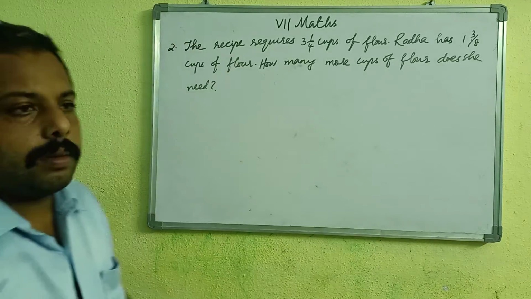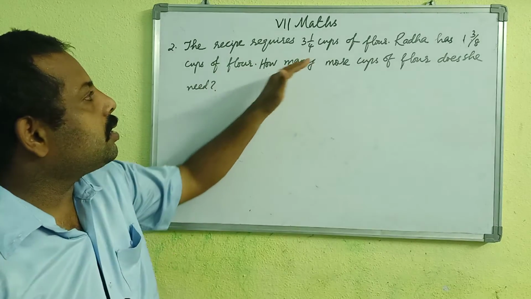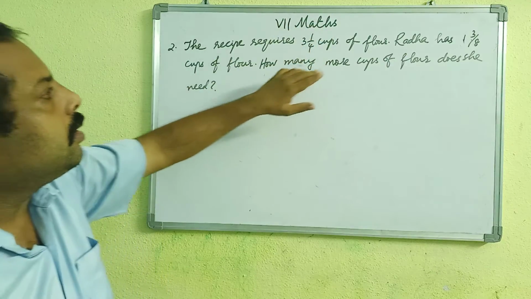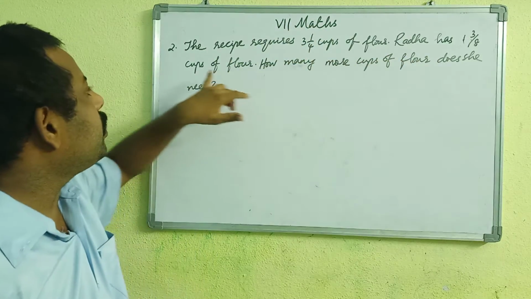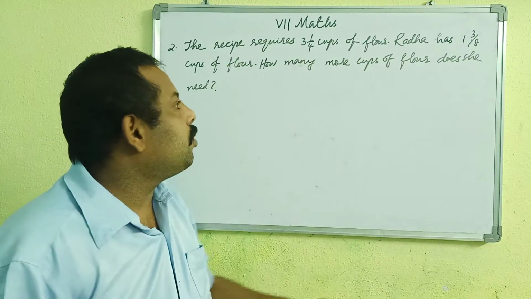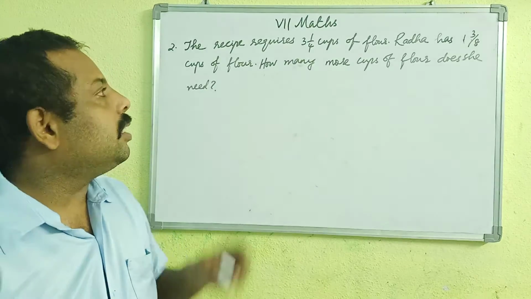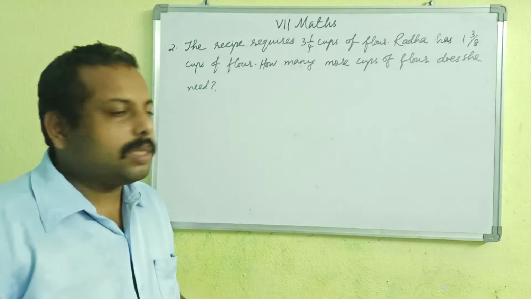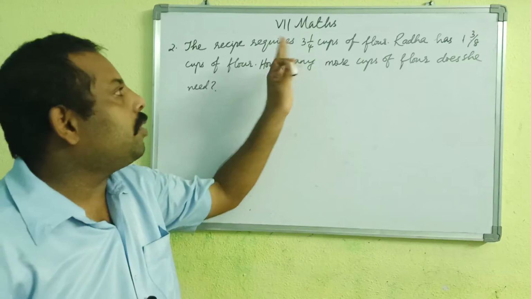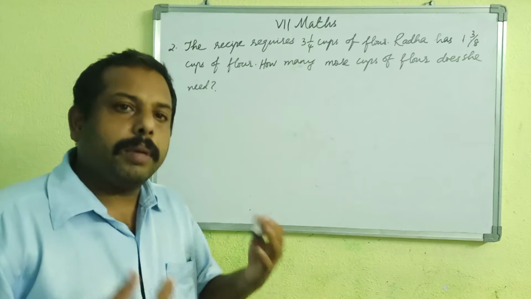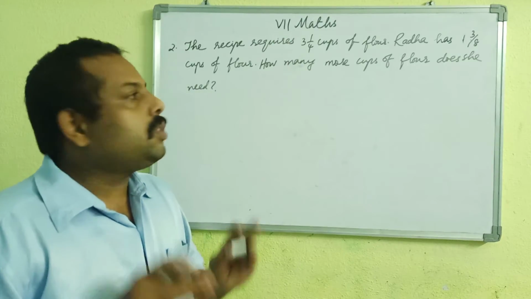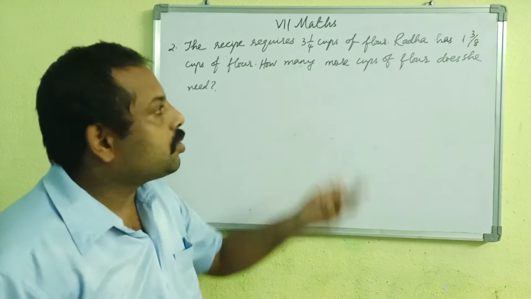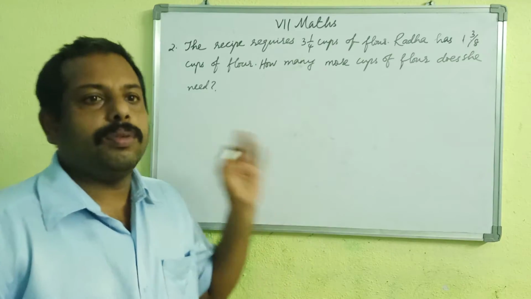See the second question. The recipe requires 3 1/4 cups of flour. It can be maida or atta or anything. Radha has 1 3/8 cups of flour. How many more cups of flour does she need? For making some dish, Radha needs 3 1/4 cups of flour, but she has only 1 3/8 cups. How many more cups of flour does she need?